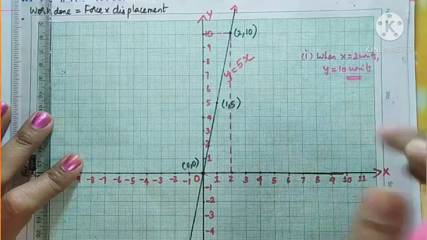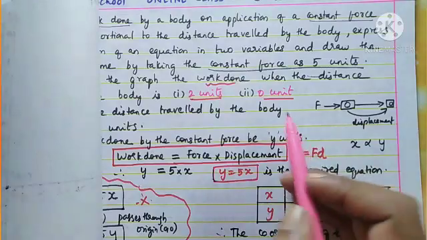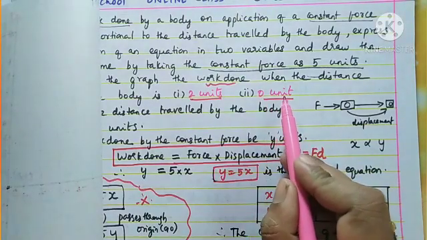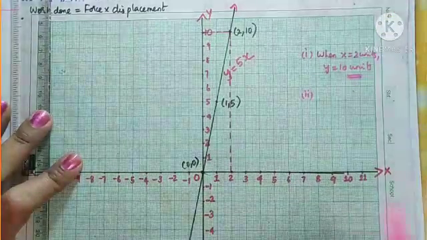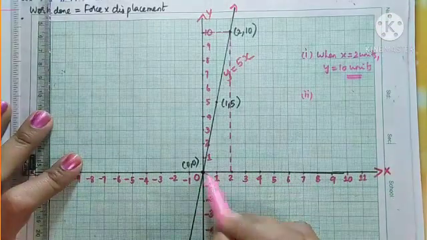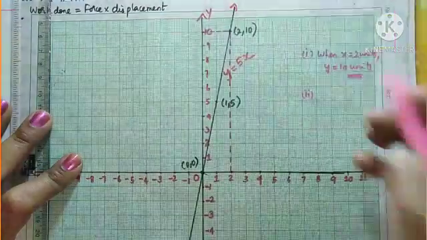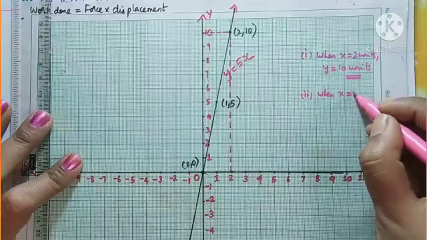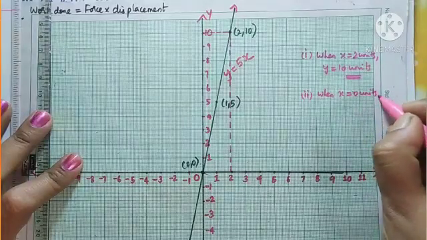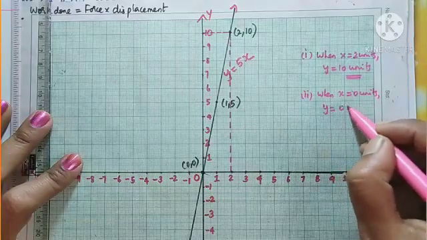Understood? Now come to the second subdivision. What is asked? 0 units. That is, when x is 0, what is y? That also we have already found out. When x is equal to 0, you see the tabular column, we have already found out, y is also 0. So that is the answer for our second subdivision. X means distance. So when 0 distance is travelled, work done is also 0 units.